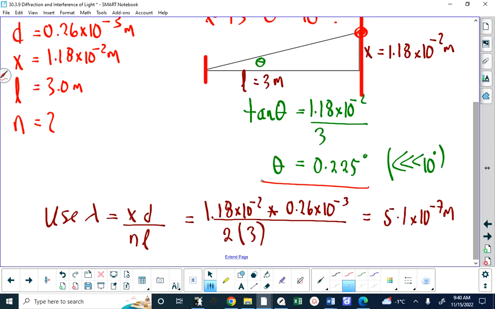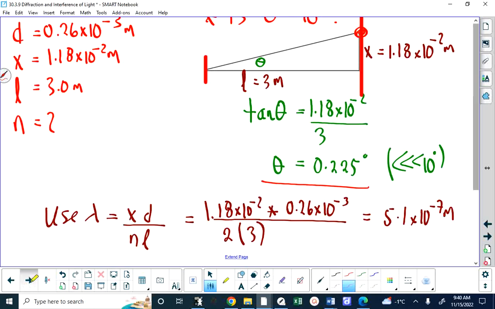If it's numerical response and it's less than 10 degrees, they'll accept either answer. Okay? So it could be that at a bigger angle you get 5.1 times 10 to the negative 7 with the shabby formula, and you get 5.0 times 10 to the negative 7 for the good formula.